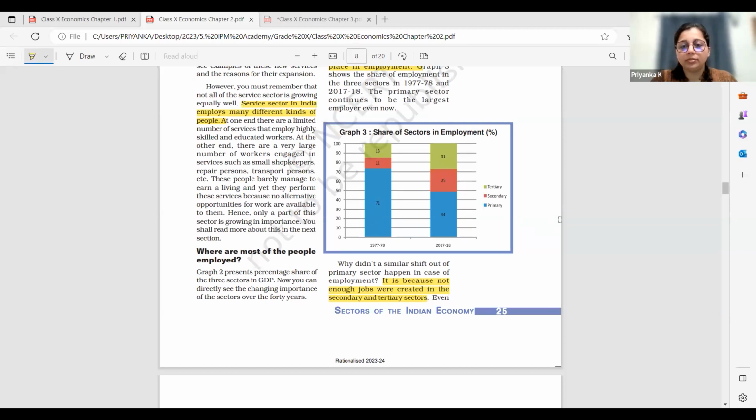Anyone? What will happen if the primary sector has a very low number of employment and the tertiary sector has a large number of employment? Maithili says no. Okay, Maithili, can you say why you say no? Like it's not a good indicator. Why do you think it's not a good indicator?